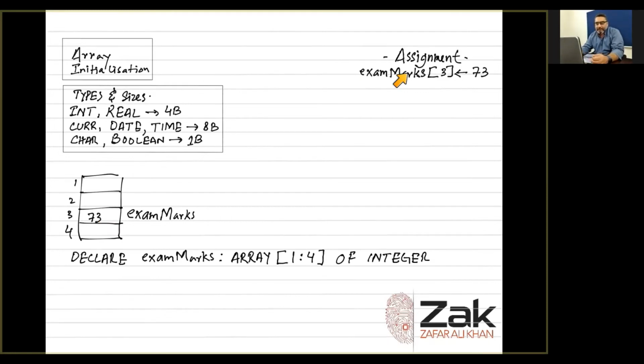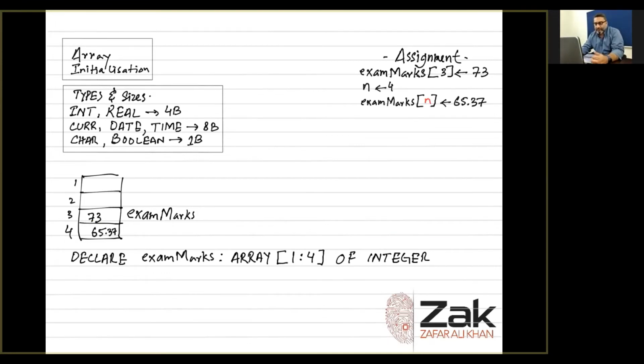Exam marks, and this parenthesis or this large bracket or box bracket tells that we are going to use a subscript, meaning an index inside it. So whatever number you place inside it will be regarded as the index. So in the exam marks array at index 3, we are going to place 73, and there we go. 73 is placed in memory at location 3.